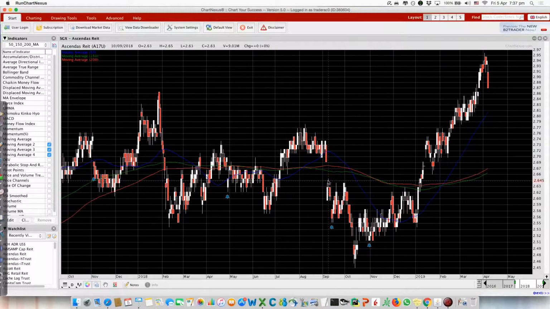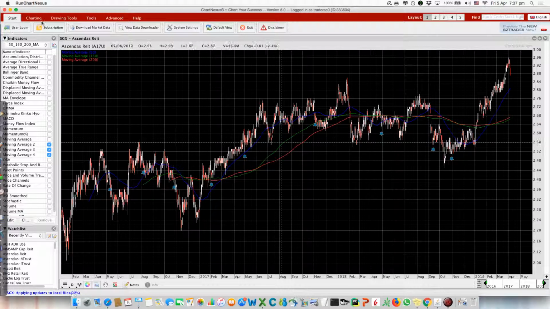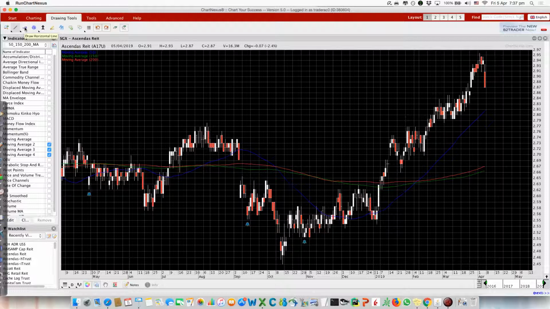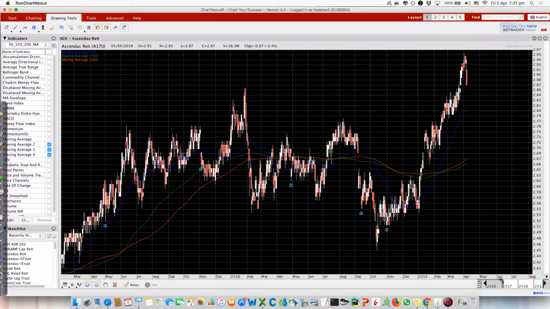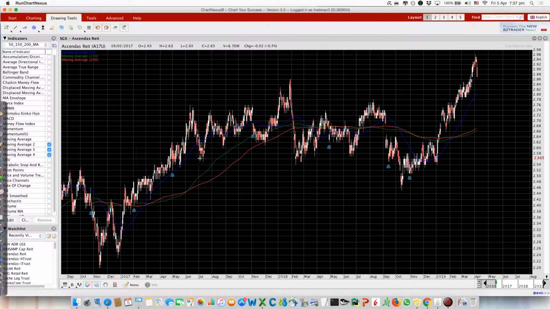The entry was around this level. Why that? Because first of all, there was a strong support that you can see here. Let me show you. Support is around here. You can see it was touched many times. So this point here where I entered at 265 is not too far from the support.